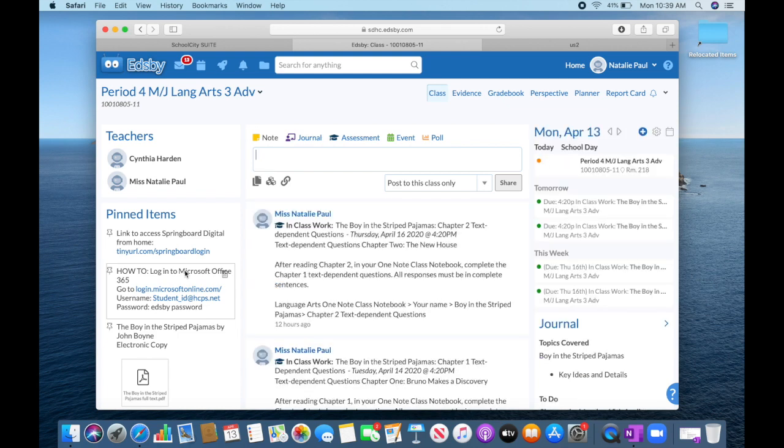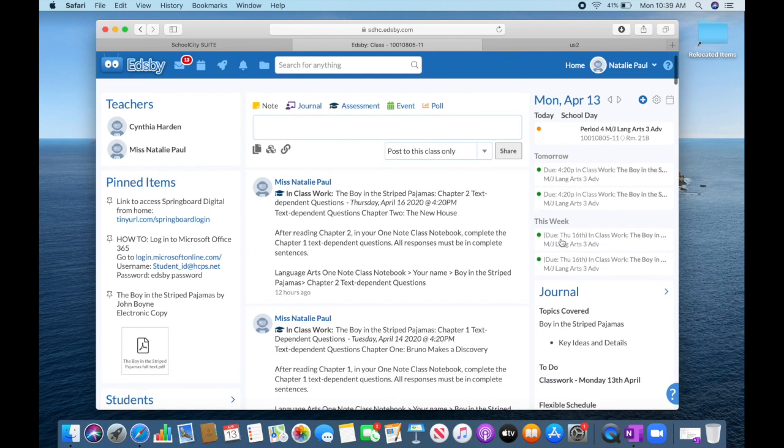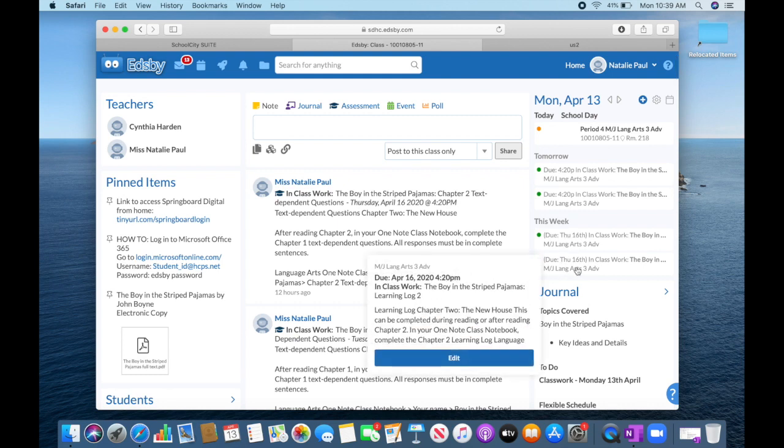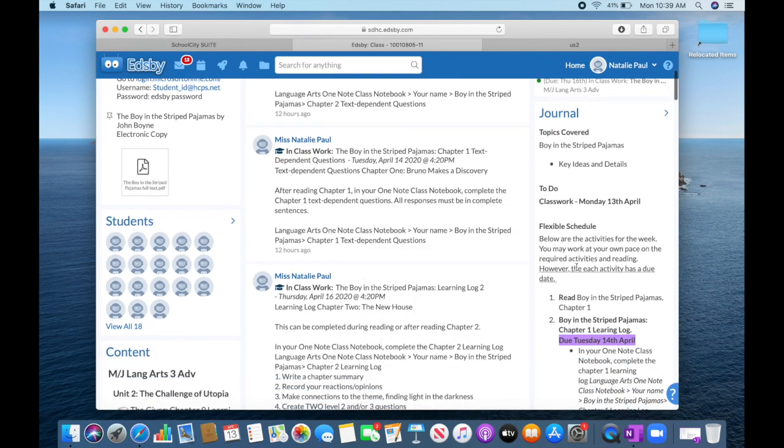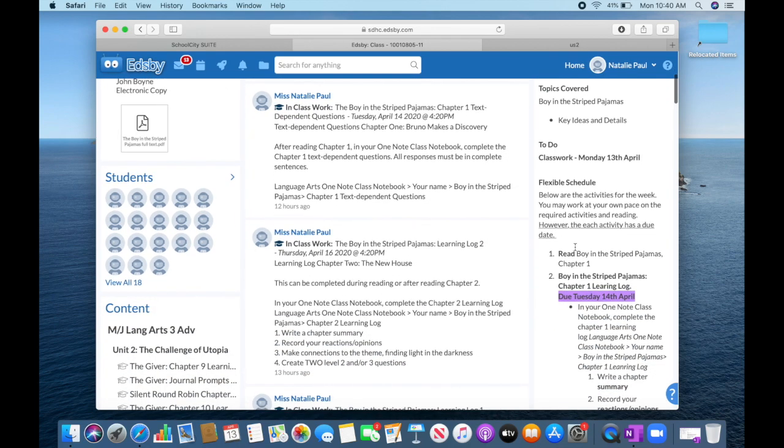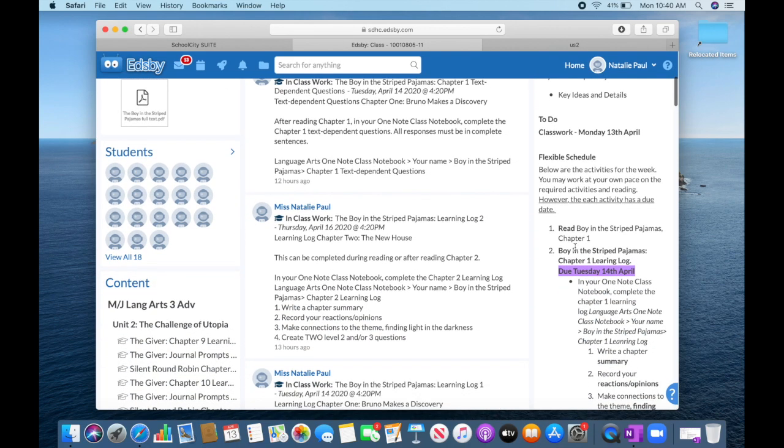Again, to stay organized, you're really going to want to look at the right-hand column. So it's Monday today. You can see that tomorrow there are assignments due for fourth period. It will be the same for fifth period and for sixth period. Due this week, you can see you have more assignments coming up on Thursday. So this is how you can keep organized. The journal tells you exactly what to do for each day.